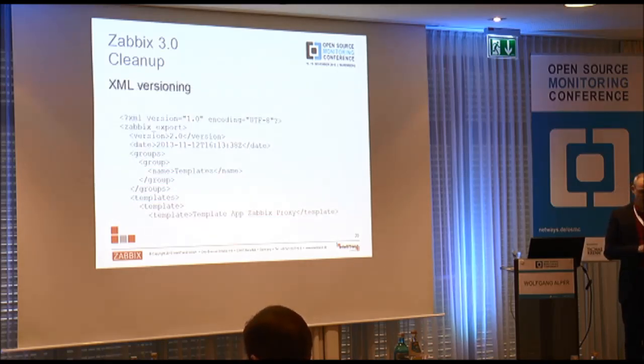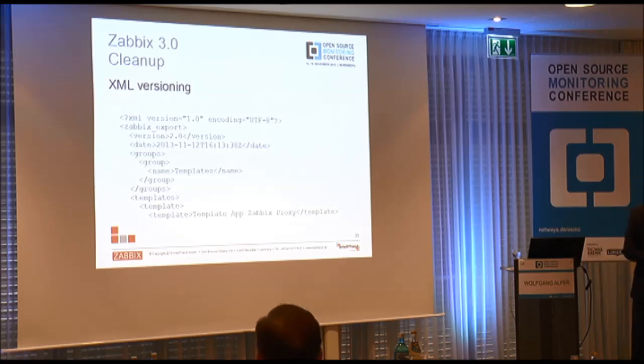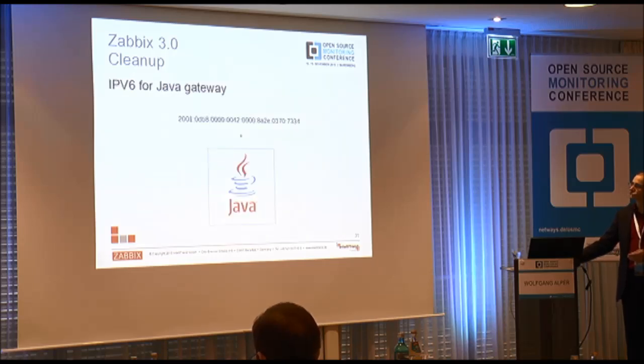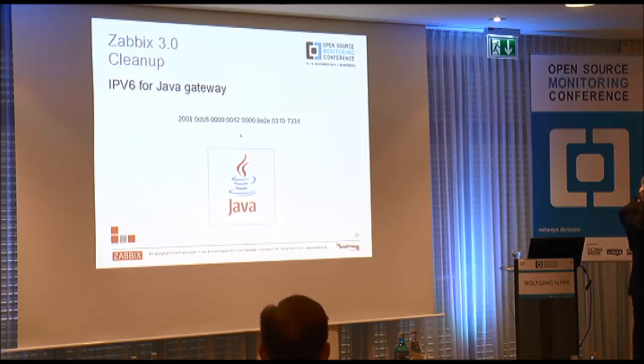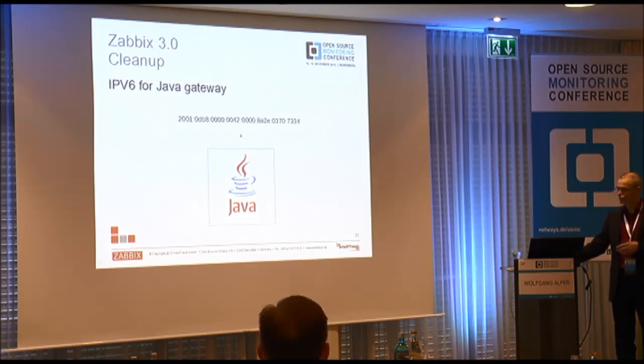XML versioning is just a minor one, but now the Zabbix XML files contain at least a version number of which Zabbix version was exporting or creating them. By the way, these XML files are the foundation to exchange templates. If I have a template and I press export to XML, then I get this file and I can give it to you. You can import it and you have the same template, which is what the other slide was about. IPv6 for Java Gateway: Java Gateway actually does not support IPv6 with 3.0. It will, for those of you who are interested and using it.